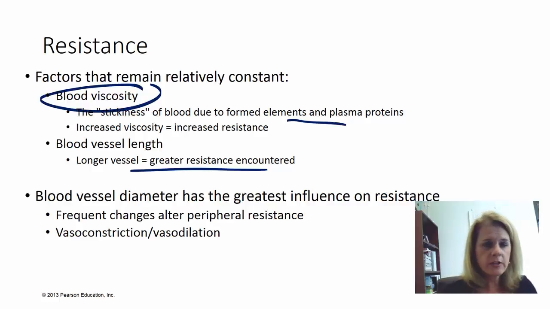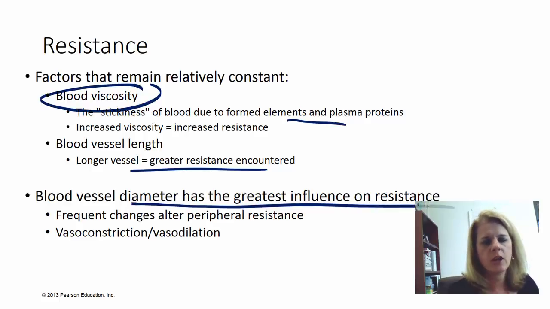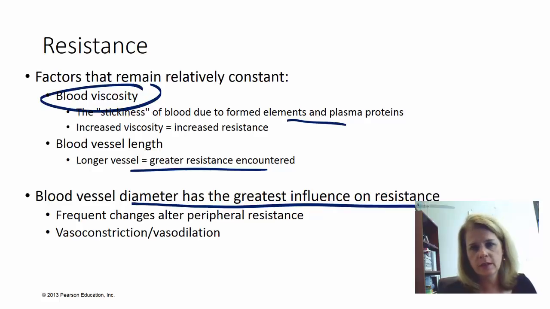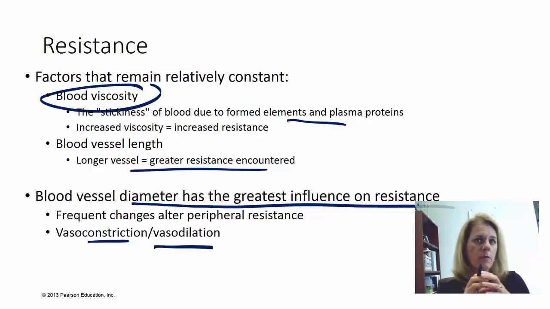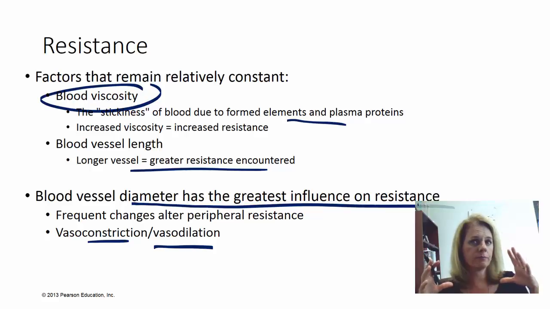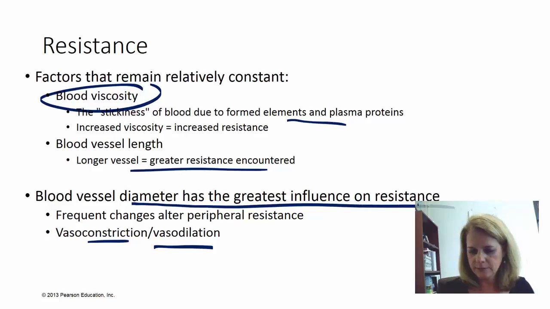What does change is diameter, and that's what has the greatest influence on peripheral resistance. Blood vessels can expand and contract, or vasodilate and vasoconstrict. Vasoconstrict means get smaller, vasodilate means get bigger. These changes in the diameter of the vessel are the greatest changes in resistance. So if you narrow a vessel, you're going to increase the resistance. If you dilate the vessel, you're going to decrease the resistance. Increase the resistance when it vasoconstricts, decrease the resistance when it vasodilates.